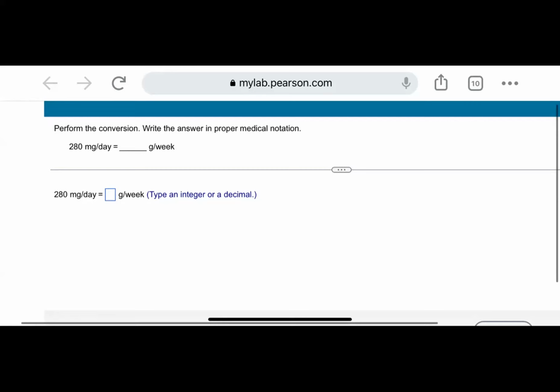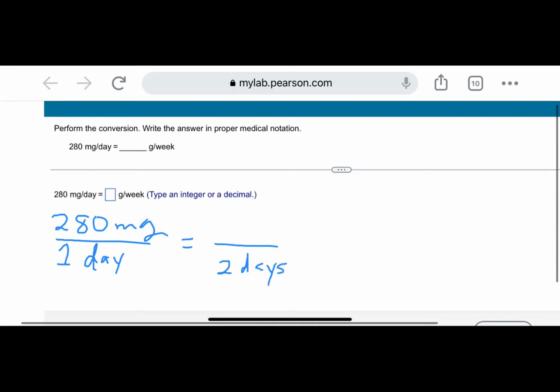Now, the first thing we have to look at is that this tells us that we've got 280 mg, or milligrams, per 1 day, right? Now, if you think about it, if I have 280 mg per day, then in 2 days, I'm going to have 280 times 2, right? Times 2 in 2 days.